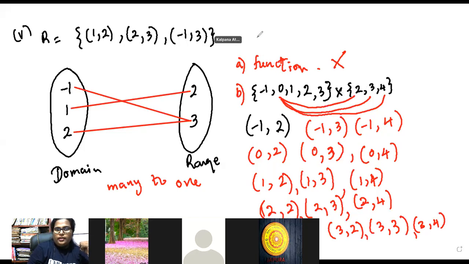So here it is given that our given relation is a subset of this one. So this is the given relation. Please see whether these pairs are in this set of pairs.